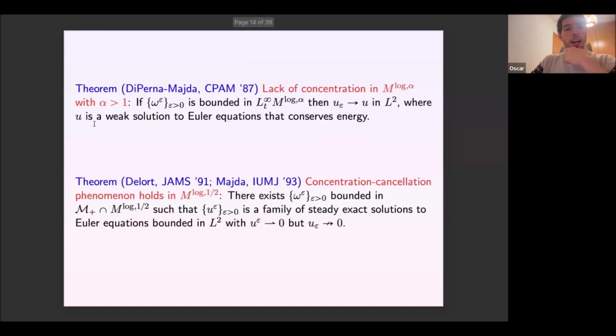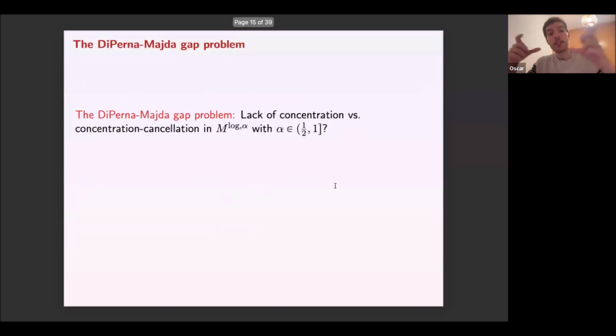So here, one can see that there is a gap between this positive result. I mean, if alpha is larger than 1, lack of concentration, so energy conservation. On the other hand, working with alpha equals 1/2, concentration cancellation. And then the DiPerna-Majda gap problem asks what happens in the remaining range. That is, lack of concentration versus concentration cancellation under more irregularity with alpha between 1/2 and 1.